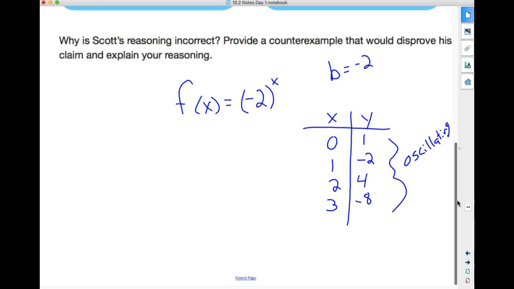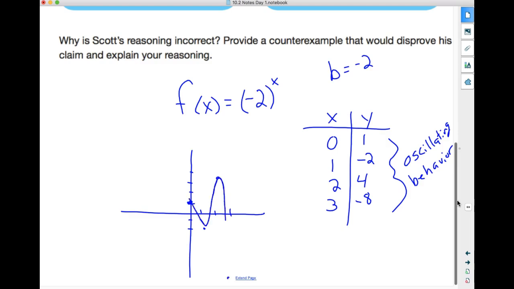Oscillating behavior. What that means is, as I'm looking at a graph, if I had 0, 1, and then I point 1, 1, 2, I come down here. Then when I put in 2, I get 1, 2, 3, 4. I'm up here. And when I get 3, well, heck, now I'm way back down here. And it's oscillating like this. Okay, that is not an exponential function.